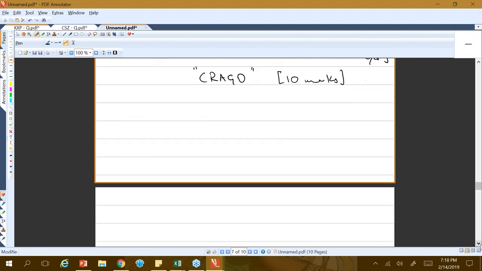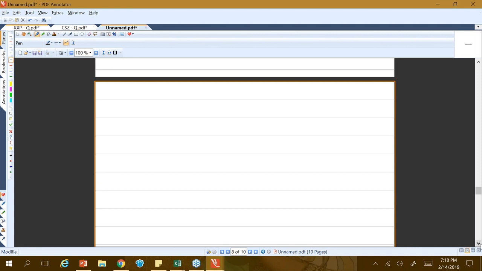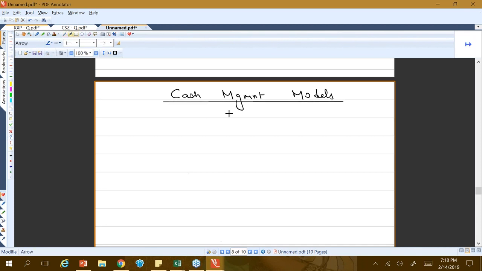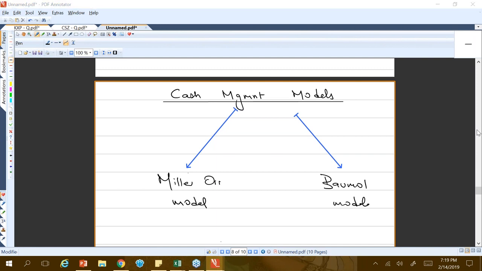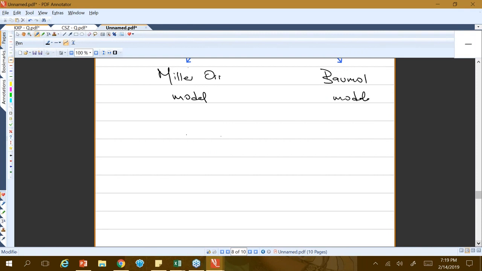Let's also do something on the cash management models. What we're looking at here are two models, which are the Miller-Orr model and the Baumol model. In terms of the Miller-Orr model, let's focus on that first.